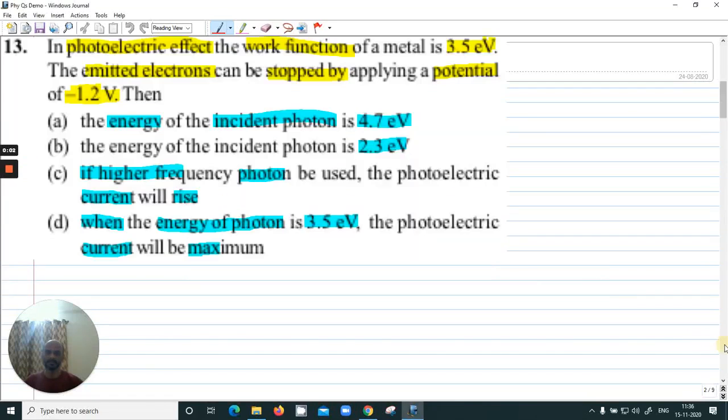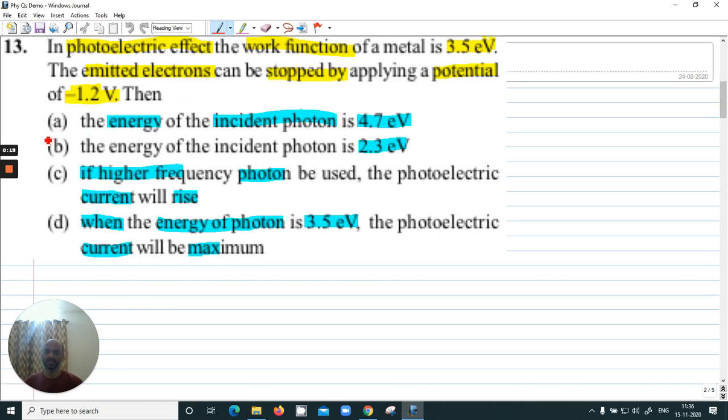This is the question. In the photoelectric effect, the work function of a metal is 3.5 electron volts. The emitted electrons can be stopped by applying a potential of minus 1.2 volts.